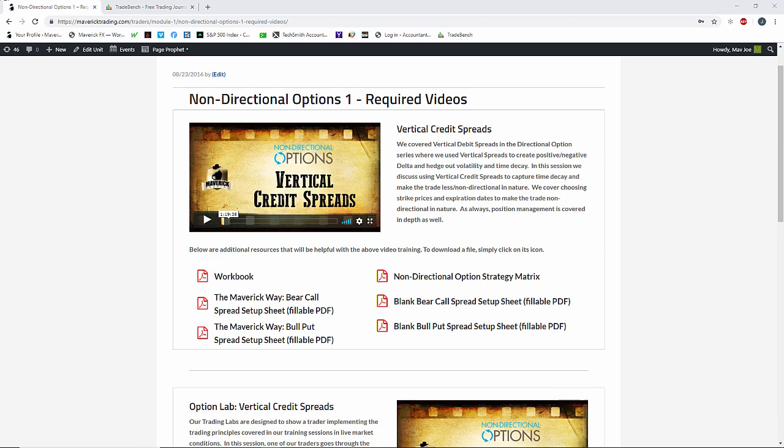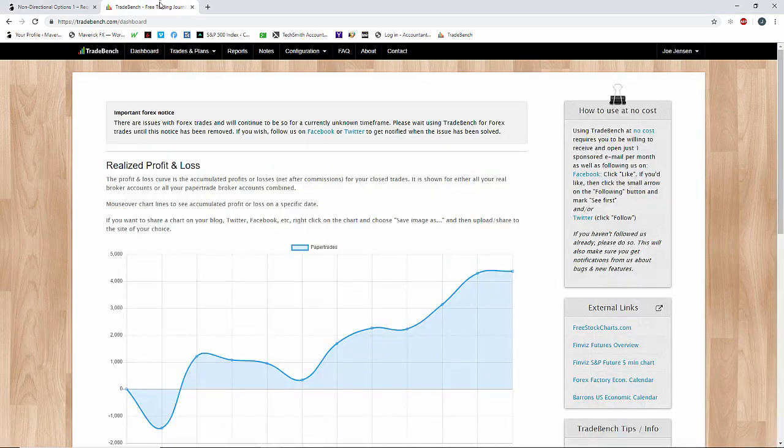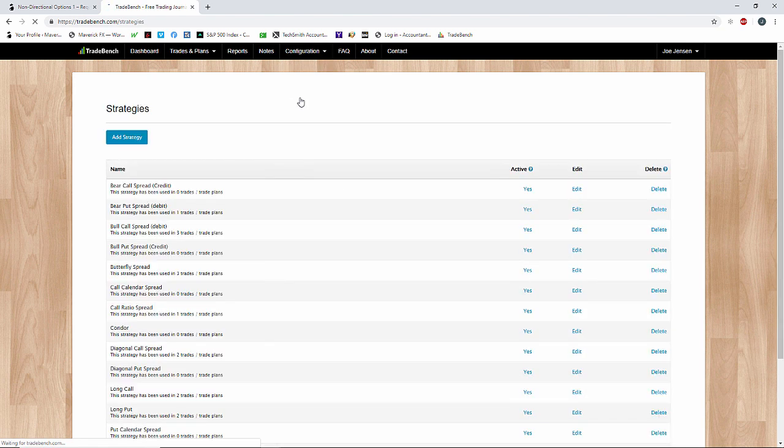Let me go ahead and move this over so I can type it into Trade Bench. So the next thing we will do is go to Trade Bench, go to our configuration, go to our strategies, and we would add the strategy here. Once again, I've already done this, and you can see that it is the bear call spread. It's the first one up top. Now what's neat about these is it's a mouthful, folks. Bear call, bear put, bull call, bull put. It's kind of confusing what comes first. So what I did is I put credit and debit in parentheses. That way I know which one I'm looking for.